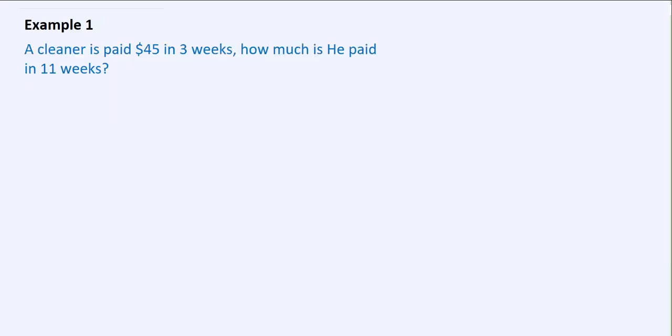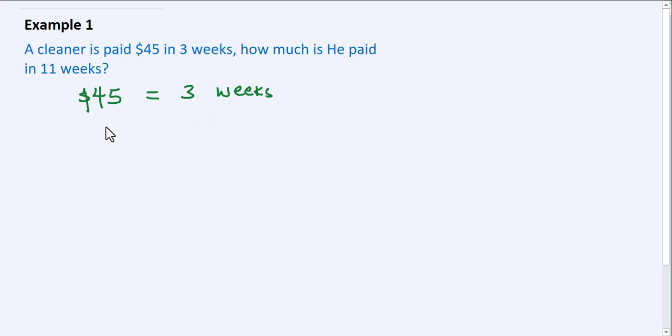A cleaner is paid $45 in 3 weeks. How much is he paid in 11 weeks? This is direct proportion. And one of the steps is that we need to what? Divide first, then multiply later. So $45 in 3 weeks. We need to be able to figure out his pay in 1 week first before we talk about his pay in 11 weeks.